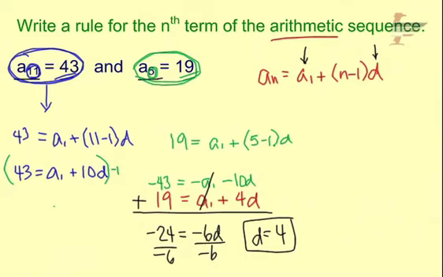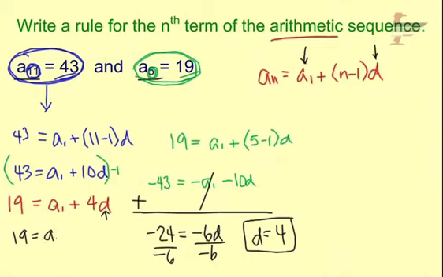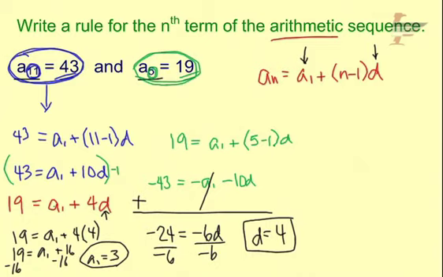So now let's just go ahead and plug that in to get the a sub 1 value. And again, we can go back to any of these equations. I keep moving this one around. Now that we know our d value, let's go ahead and plug it in right there and solve for a sub 1. So I'm going to plug in a 4. So 19 equals a sub 1 plus 16, and then we're finding that our first term is a positive 3. Now we have the 2 things we need.